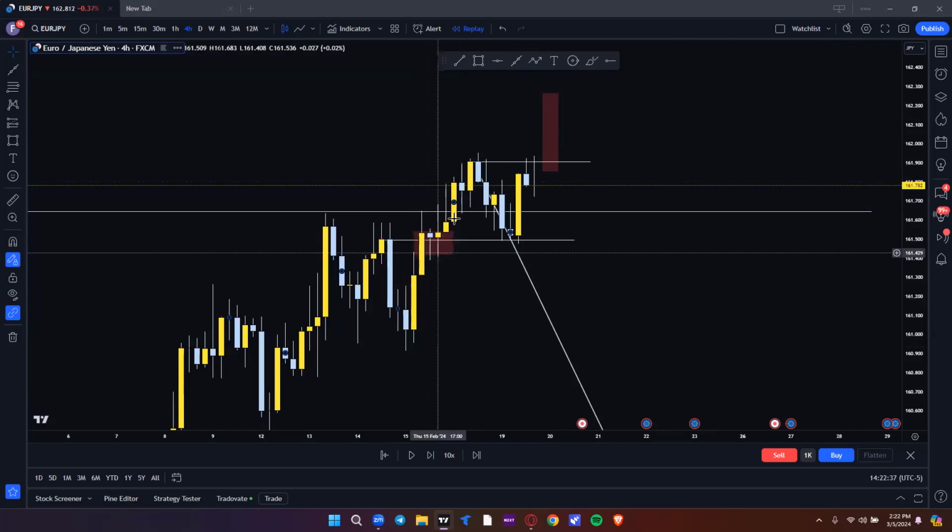So if I got the reaction here, I'm going to close it, understanding that price is bearish, and I'll just wait for price to realign itself again with the bias, and then I'll continue to buy.